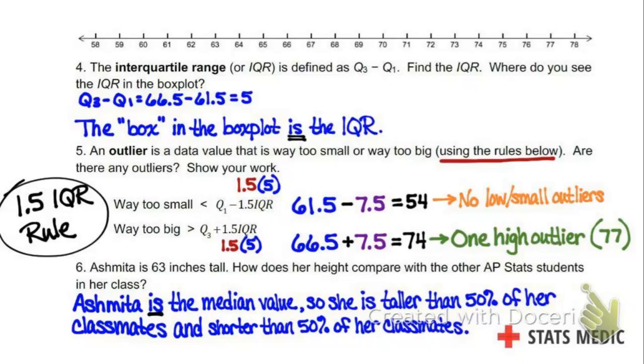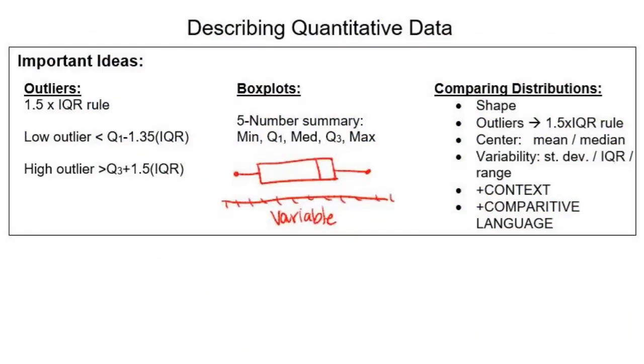All right, important ideas that we covered here. We had 3 big ideas that we were looking at. How to calculate outliers, we use the 1.5 times IQR rule.